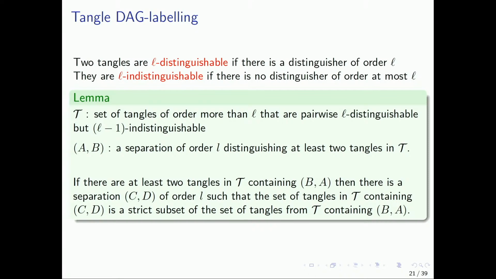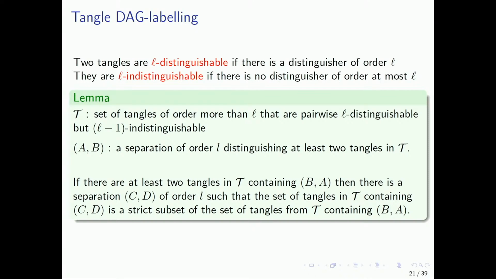So let's assume that you have a set of tangles, and we say that two tangles are L-distinguishable if there is a distinguisher of order exactly L, and we say that they are L-indistinguishable if there is no distinguisher of order at most L. And then we assume that the given set T is a set of tangles of order more than L that are pairwise L-distinguishable but (L minus 1)-indistinguishable. So the separations of order L are very important here.